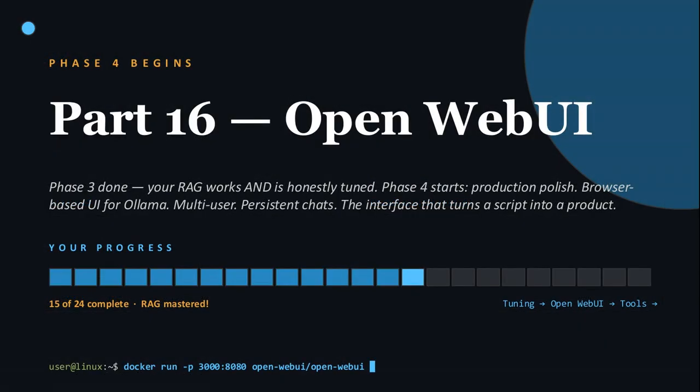And that closes phase 3. Your RAG actually works, and more importantly, you can prove it. But a Python script in a terminal isn't a product. So part 16 kicks off phase 4 with Open Web UI, a browser interface for Ollama with multi-user support and persistent chats. 1 Docker run command and you've got something you can hand to a teammate. 15 down, 9 to go. See you in the next part.